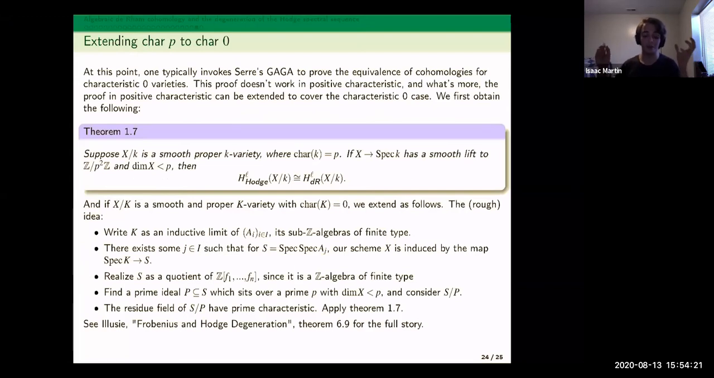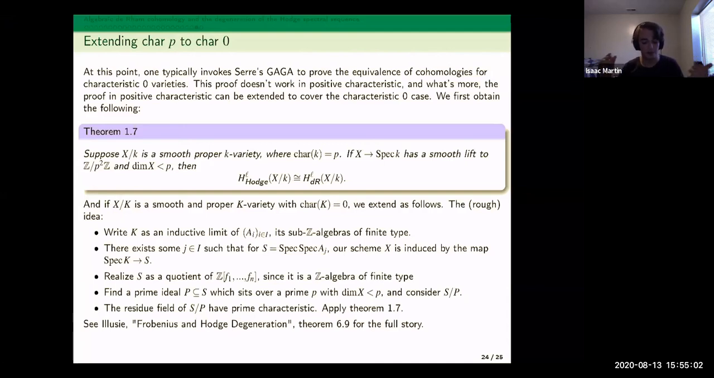So if we do have this isomorphism in characteristic p, then we can move to the characteristic 0 setting by doing this. First, if we have a characteristic 0 field K, we can realize K as an inductive limit of its sub-Z-algebras of finite type. Once we do that, I'm told that if we go far enough along, we can find one of these that gives us back our scheme X in a nice way.